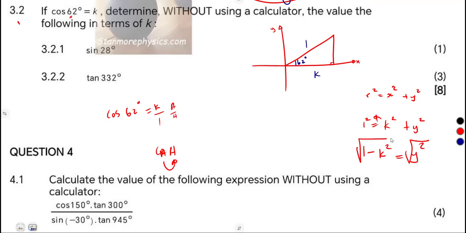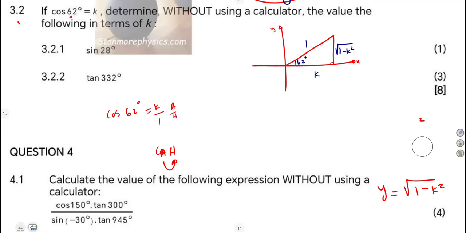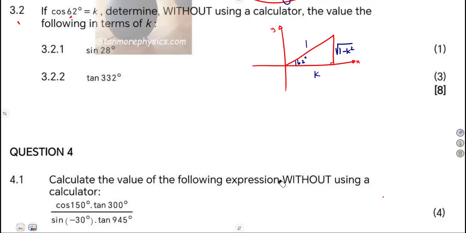So we're going to find our y from there, making y the subject of the formula. So that is the square root of 1 minus k squared here. And with this, we can determine whatever we are asked. It's very, very important that you simplify the diagram first, and you can answer these typical questions that you're given.